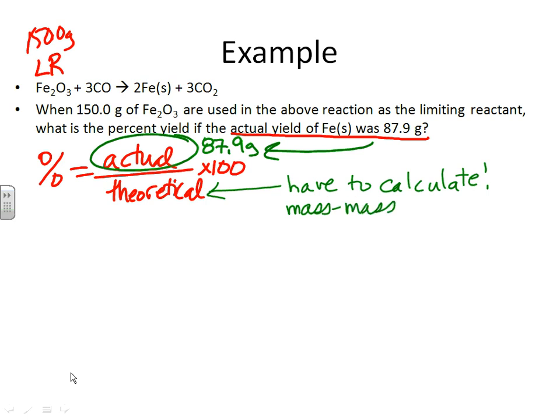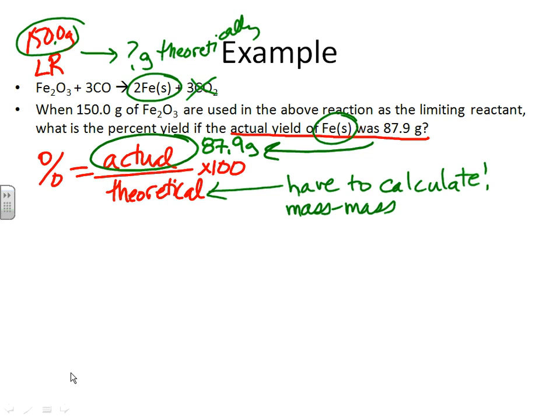We need to figure out how many grams of Fe, and we know it's Fe because it says Fe here, so we want to use the same product. We're not interested in the carbon dioxide. We're talking about the Fe solid. How many grams should I theoretically get from this 150 grams of Fe2O3? So that's what we're going to do. We're going to figure out how many grams of solid iron we should have gotten based on that 150 grams of the iron 3 oxide. And that's mass. So this is a dimensional analysis problem.